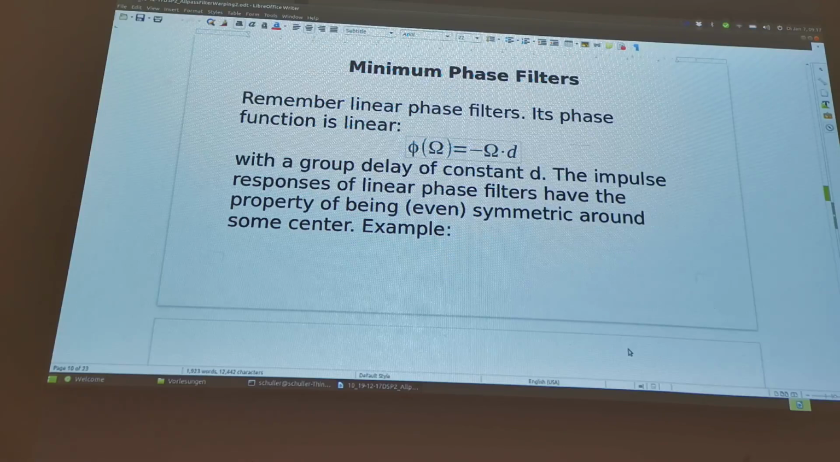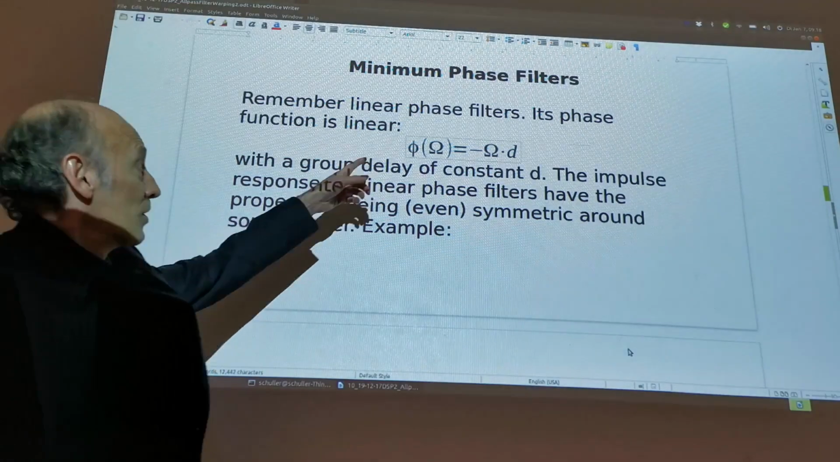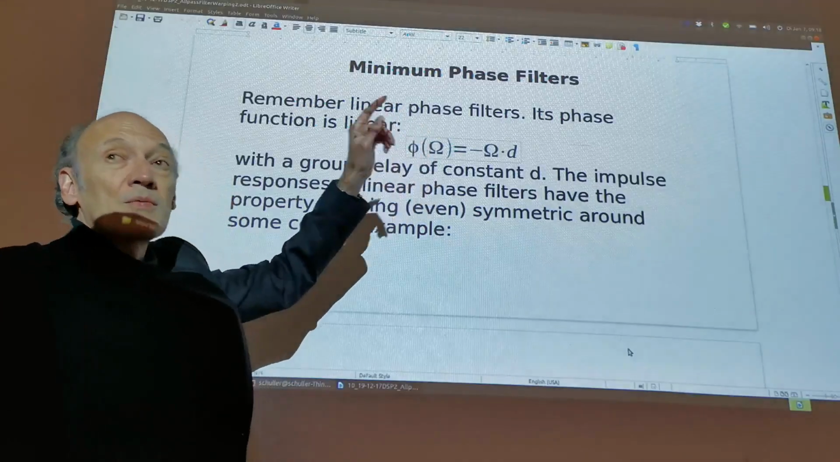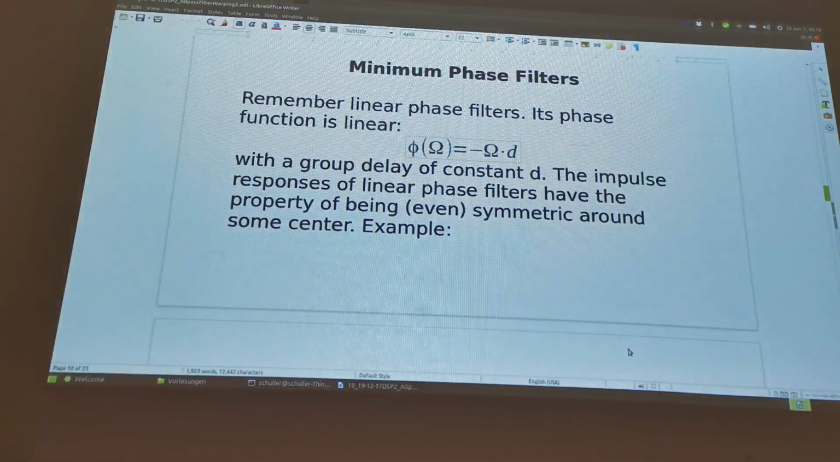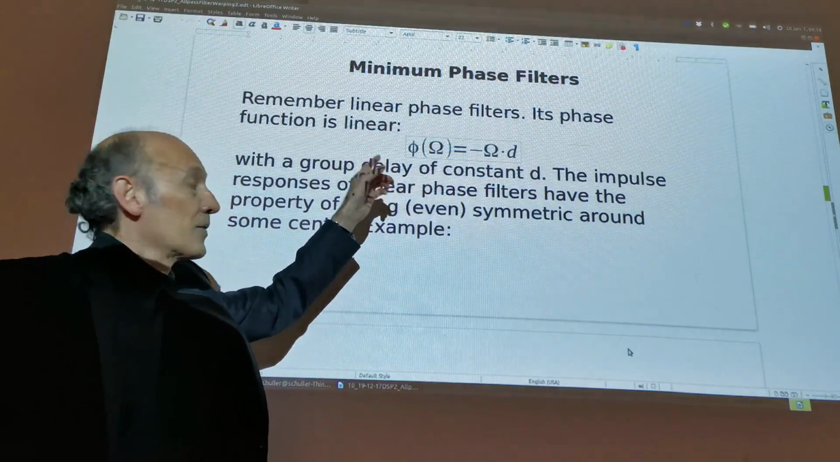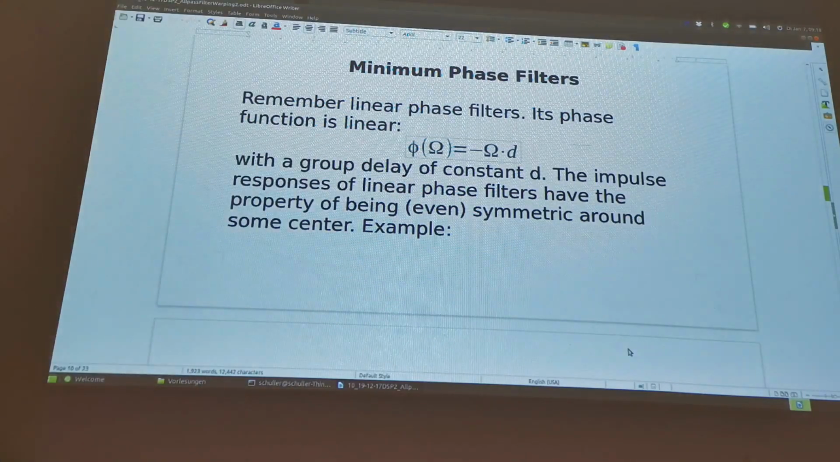Okay. So then the next topic is minimum phase filters. We already saw in the warp case that we have a nonlinear phase, and this is also what we will see in minimum phase filters. It's also different from the case of linear phase. For linear phase we have a linear function for the phase. So this phi of omega is minus omega times d, with some constant d, and this d is the delay, which is the same for all frequencies. And that's why we get a linear function.